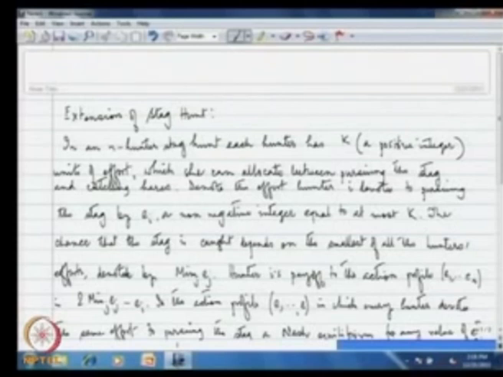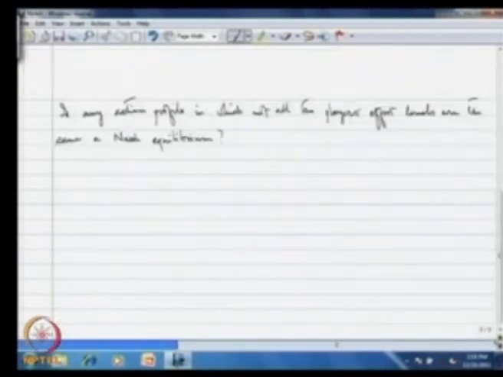Is the action profile (e, e, ..., e), where there are N e's, in which every hunter devotes the same effort to pursuing the stag, a Nash equilibrium for any value of e? This is the first question, and there is a second part to the question, which is: is any action profile in which not all the players' effort levels are the same a Nash equilibrium?